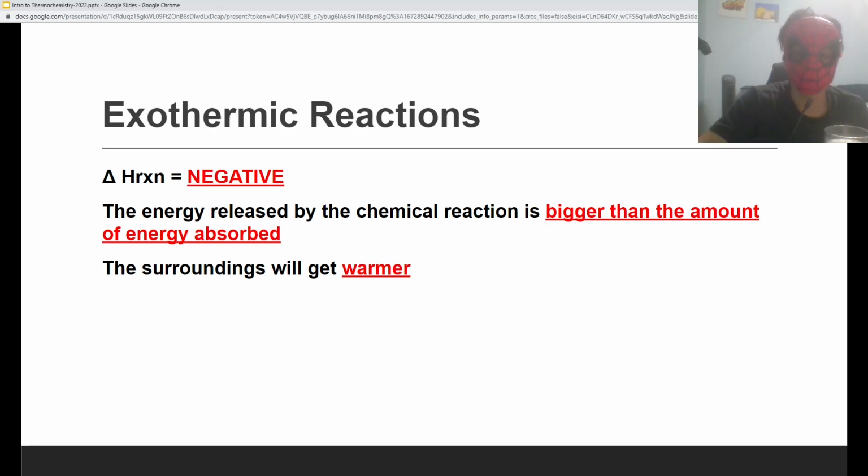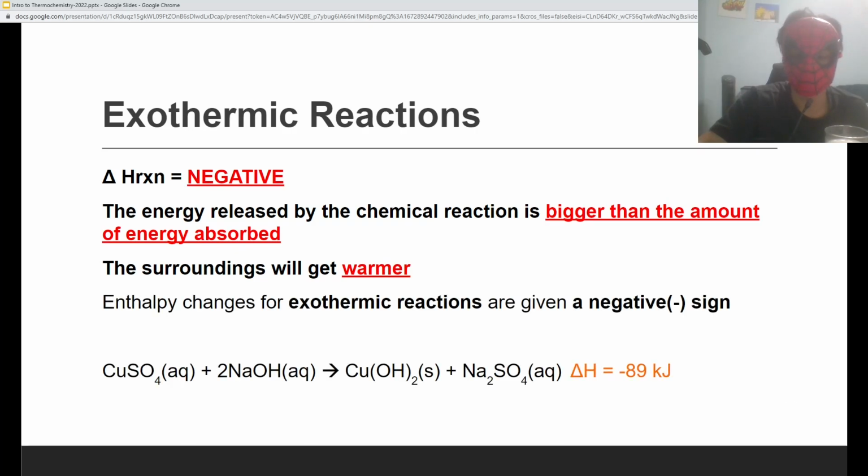Enthalpy changes for exothermic reactions are given by a negative sign. For example, the enthalpy change for the following exothermic reaction is negative 89 kilojoules. This means that the chemical reaction releases 89 kilojoules of energy, which is transferred from the system to the surroundings. Exothermic reactions are important in thermochemistry because they allow us to harness the energy released by chemical reactions for practical purposes, such as generating electricity or heating homes.